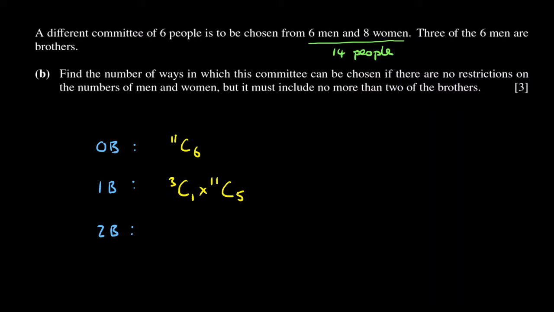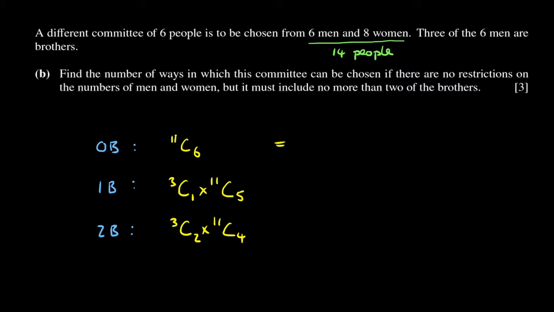Okay, now then, in the last case, if I've got 2 brothers, then I've got to ask how many ways can I choose 2 brothers from 3? That's 3C2. Okay, and then what have I got left remaining? Well, I've got to choose 4 people, and I've got to choose 4 people from 11 people, right? Because it's 11 people who are the people that are not the brothers. We've got 11C4, and again, I'm multiplying these because I want the 2 brothers and the 4 other people.